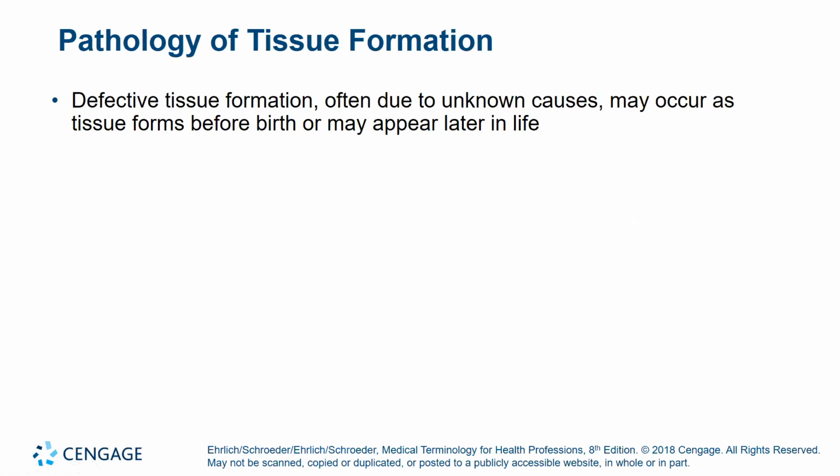Pathology of tissue formation. This is where they detect defective tissue formation. Often due to unknown causes, it may occur as tissue forms before birth or may appear later in life. Disorders of the tissues are frequently due to unknown causes. So it can occur before birth or appear later in life.